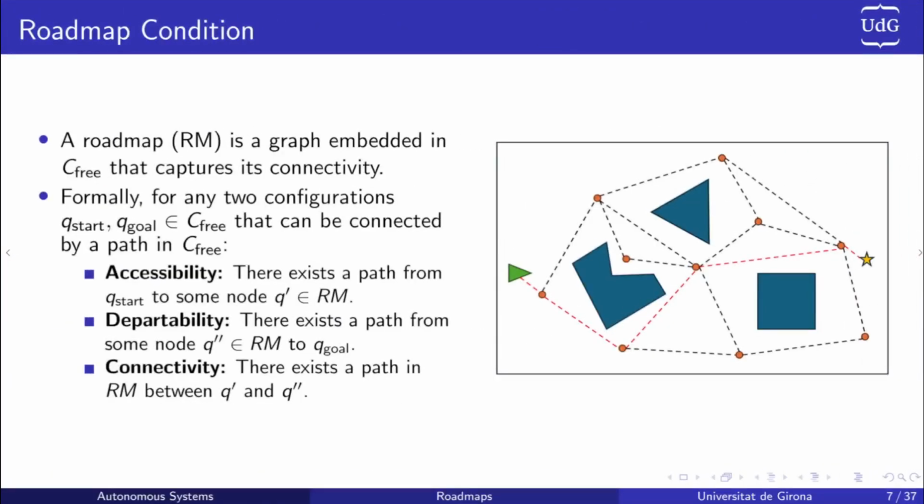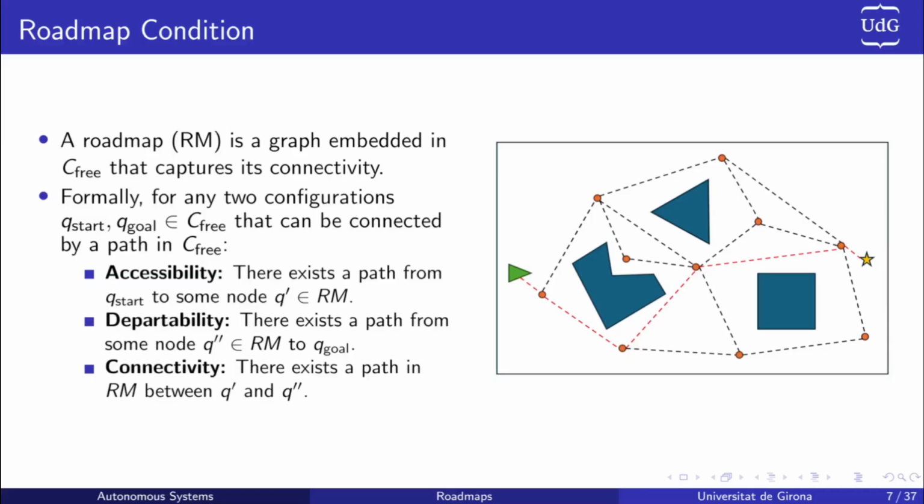Then, if we want to use a roadmap to do path planning, what we have to do is to ensure these three conditions. First, we need to define a start and a goal position. Here is the start position with this green triangle and the goal with this yellow star. Of course, these two configurations have to belong to free space, otherwise it makes no sense. And then what we need to check is these three conditions.